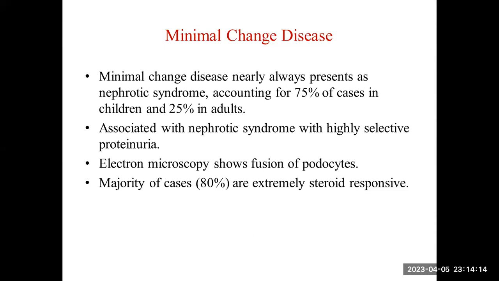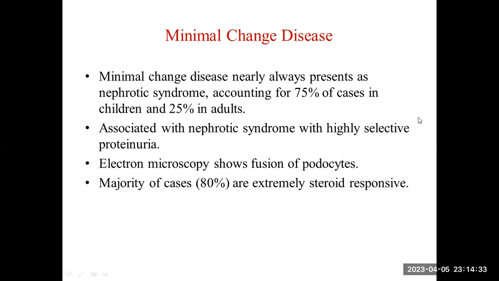So in minimal change disease, when you do urine analysis, you will find that the patient is having proteinuria. When you quantify the urine per 24 hours, you check the collection of protein for 24 hours, you will find it in a lot of cases more than 3 grams per day. So it's nephrotic syndrome.